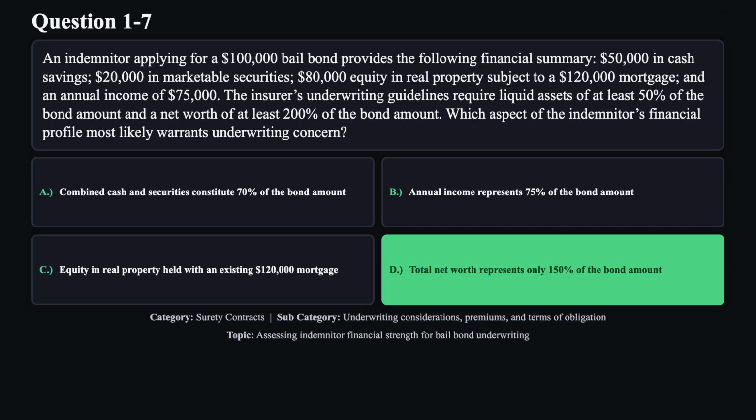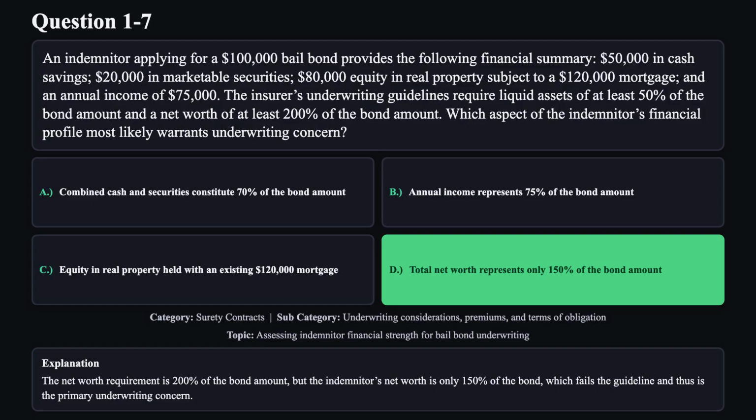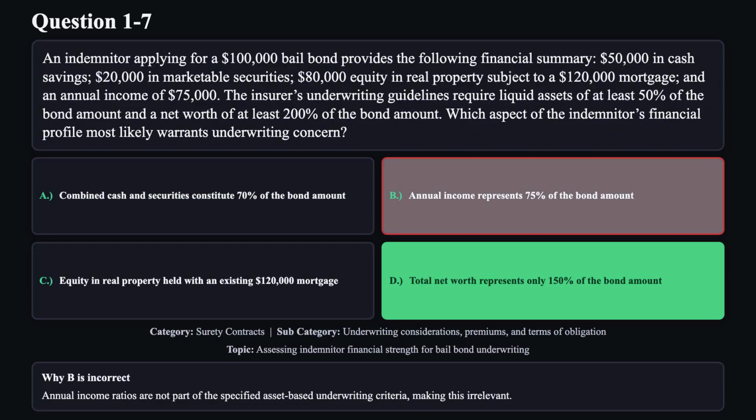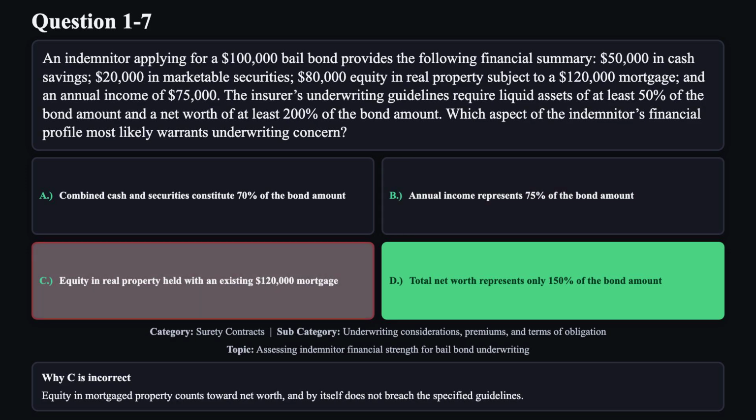The correct answer is D. The net worth requirement is 200% of the bond amount, but the indemnitor's net worth is only 150% of the bond, which fails the guideline and thus is the primary underwriting concern. Reason A is not correct. Liquid assets equaling 70% of the bond exceed the 50% requirement, so this factor does not raise concern. Reason B is not correct. Annual income ratios are not part of the specified asset-based underwriting criteria, making this irrelevant. Reason C is not correct. Equity in mortgage property counts toward net worth, and by itself does not breach the specified guidelines.